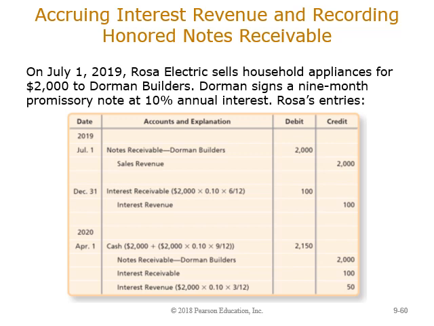Then on April 1st, they go ahead and pay off their note receivable here. So we receive cash of $2,150, and this is accounting for that 10% interest over the course of those 9 months. So we have a debit to cash for $2,150, a credit to notes receivable for $2,000, a credit to interest receivable for $100, and a credit to interest revenue for $50.